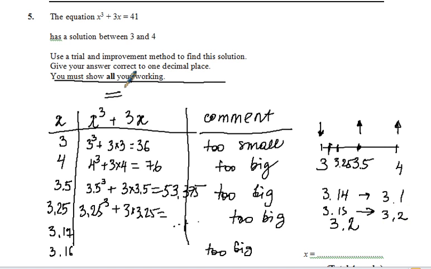And since they asked you to give your answer correct to one decimal place, you actually had to look at 3.14 as well as 3.15 to decide whether your solution is better as 3.1 or 3.2. So please do these calculations accurately yourself and make sure you get the right answer, which was 3.1 to 1 dp.